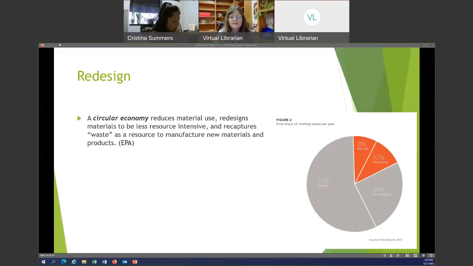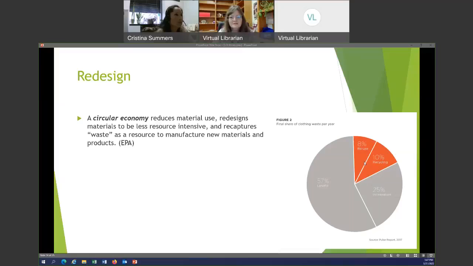Americans throw away an average of 65 to 80 pounds of clothes per year, which is roughly 8 trash bags. And about half of that is estimated to be still reusable. So some of that can be reused. You donate it, someone else buys and uses it. Or it could also be recycled, if it can't be reused.